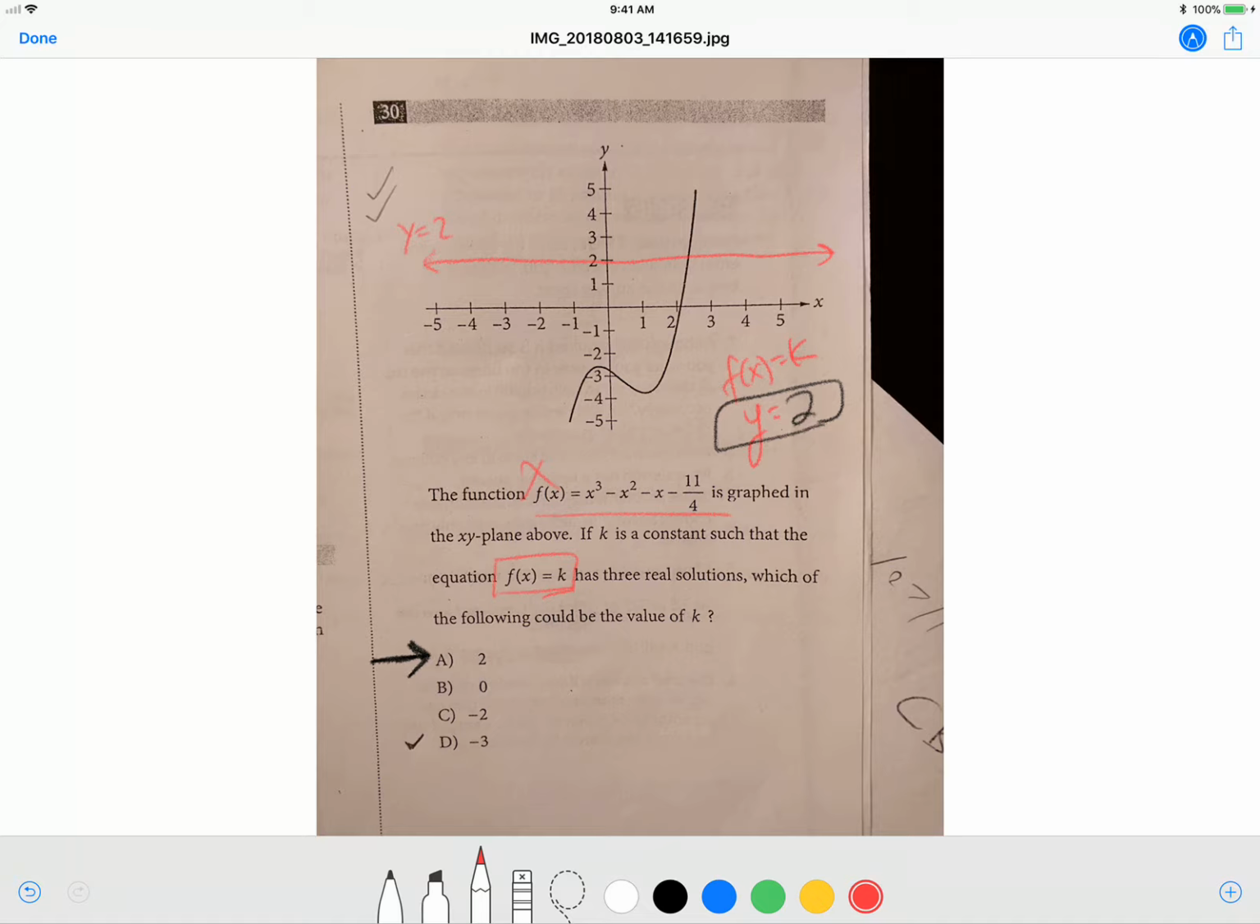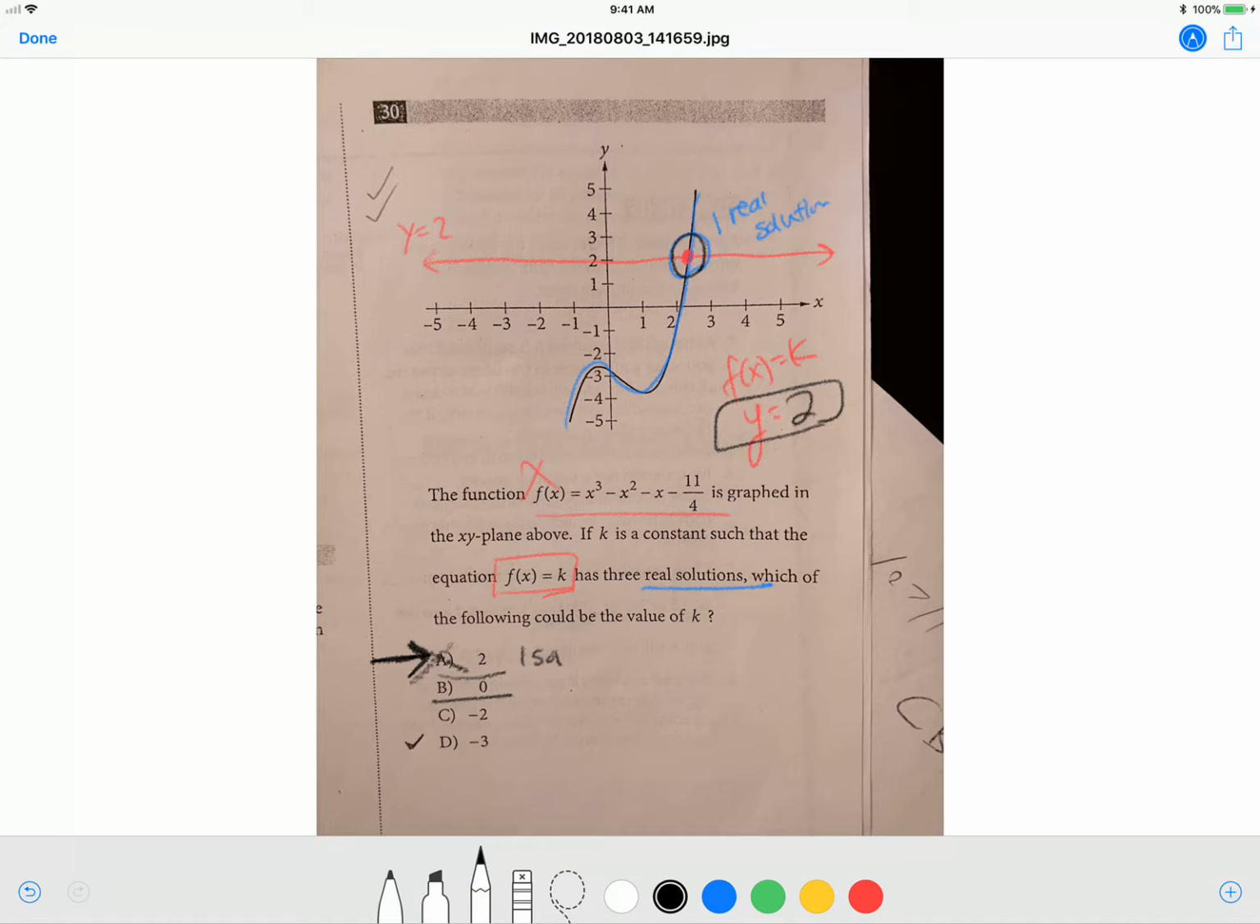So if y is equal to 2, there is one intersection point that it makes with this fancy curve right here. So that will basically create one real solution. When they say a solution in a system, it means an intersection point. And as you can see, for answer choice A, it's not going to work. Why? Because I only have one solution. There's only one intersection point.